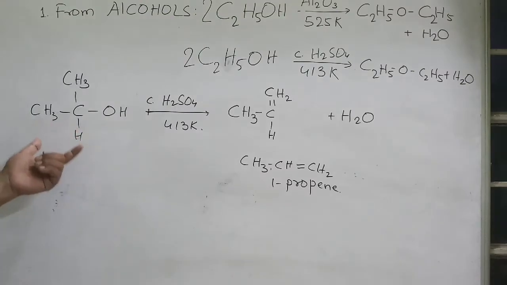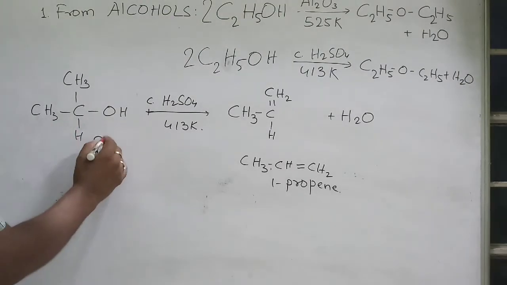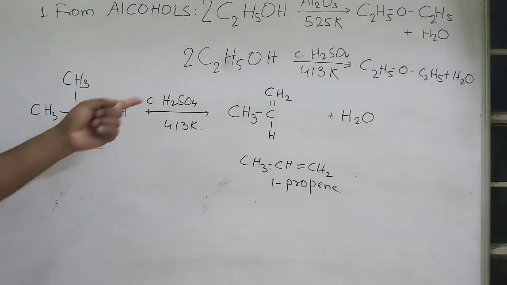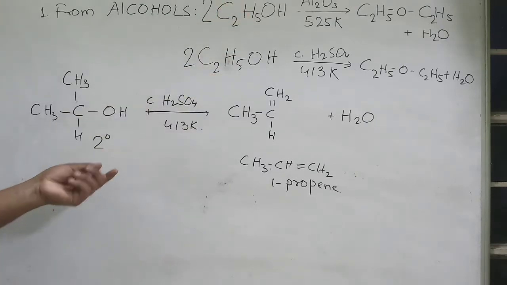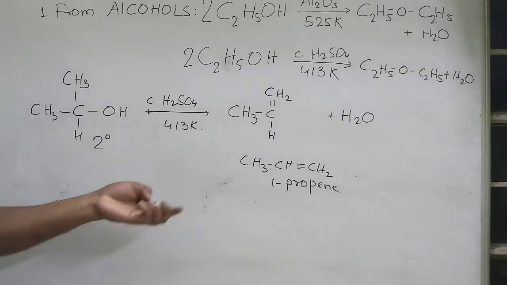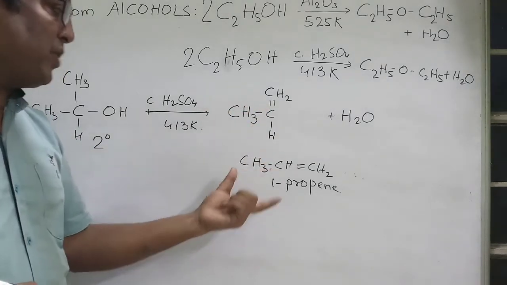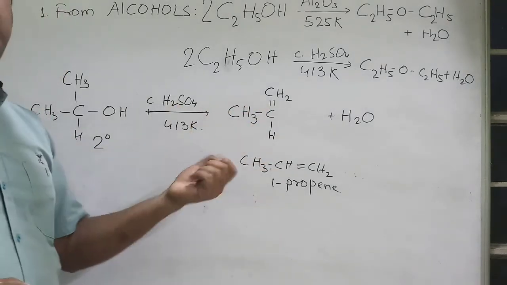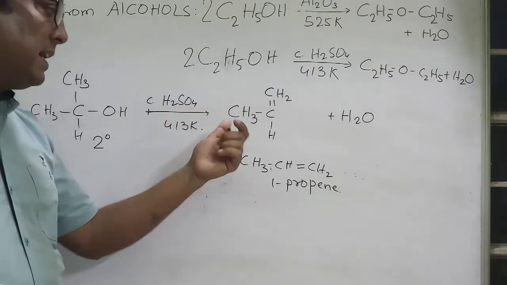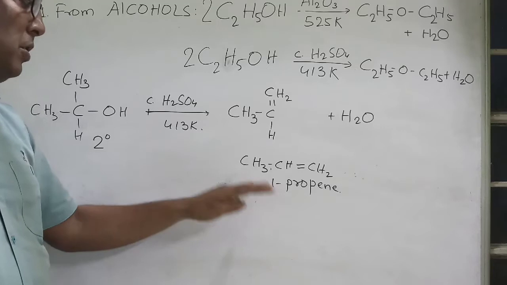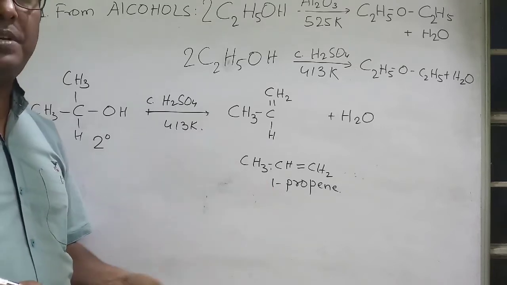So in the preparation from the secondary alcohol with concentrated sulfuric acid or aluminium at 525 Kelvin, you are not going to get the major product as ether. To some extent there can be the formation of ether, but the major product is an alkene. So an unsaturated hydrocarbon comes.